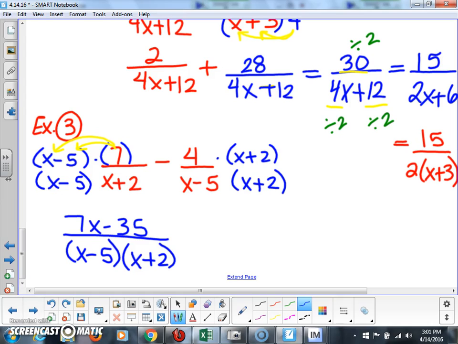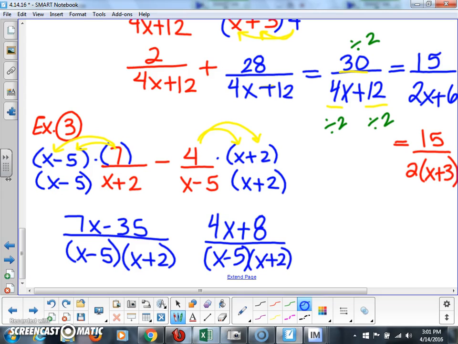Okay, and on the other side, you're going to distribute the 4 to each of the terms. What is 4 times x? And 4 times 2? 8. We'll just leave it like that. Okay, 4x plus 8 over x minus 5 times x plus 2. Don't forget to subtract them.